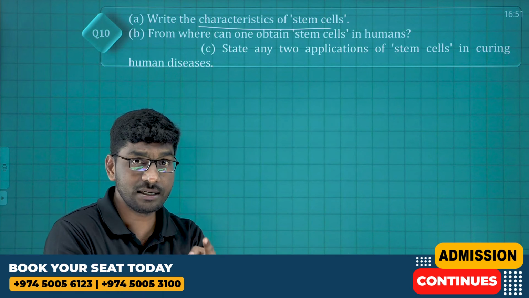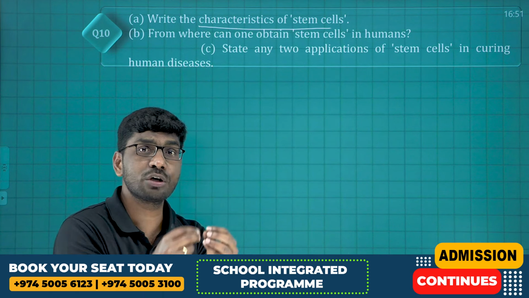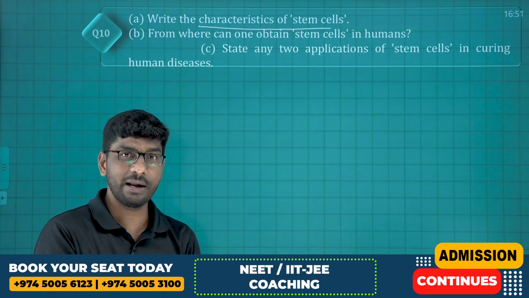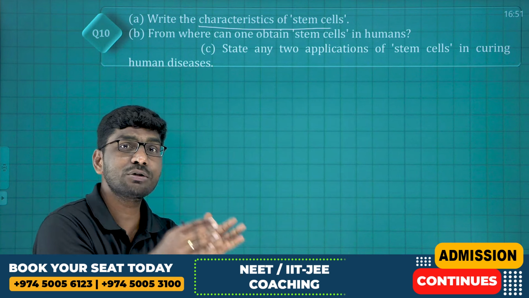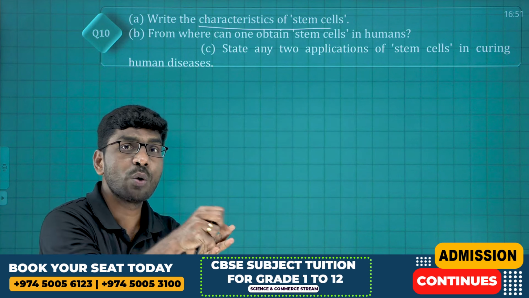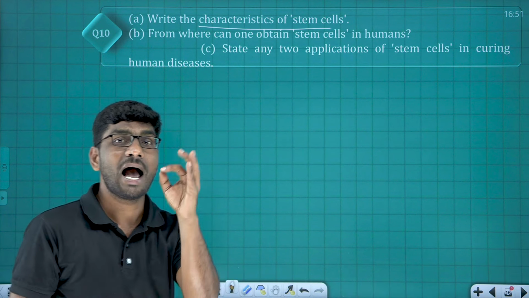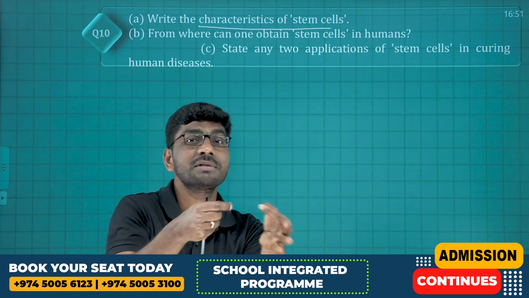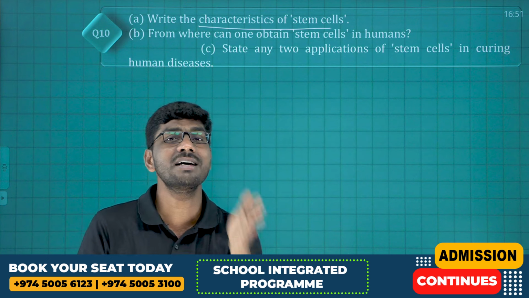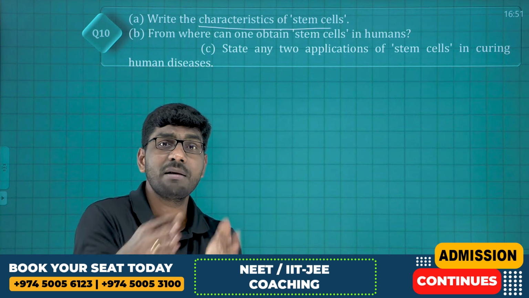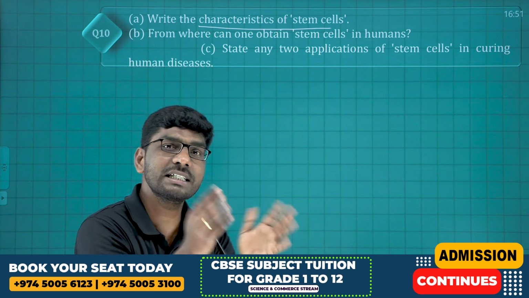So from adults, we can identify and isolate bone marrow stem cells. In the embryonal stage, from the 6th to 8th week of the embryo, we can isolate ICM cells. ICM cells are stem cells, inner cell mass. Inner cell mass cells are pluripotent stem cells.